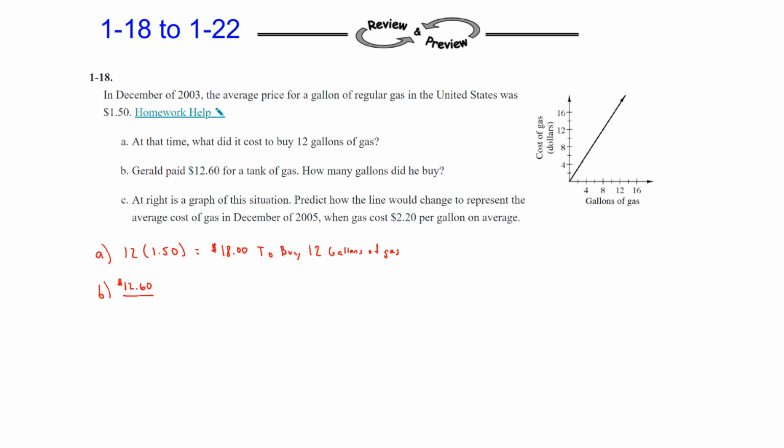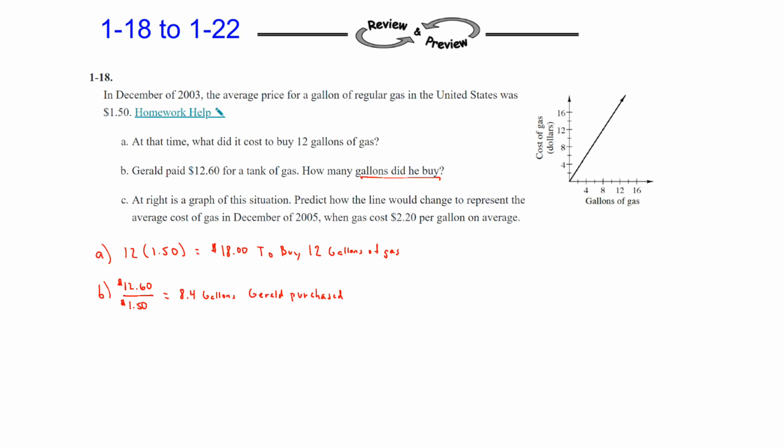$1.50 per gallon. Since we are trying to find how many gallons he bought, if we divide by $1.50, since that's how much it costs per gallon, we will be able to figure out how many gallons he purchased. So $12.60 divided by $1.50 comes up to be 8.4, and this is the number of gallons that Gerald was able to buy.